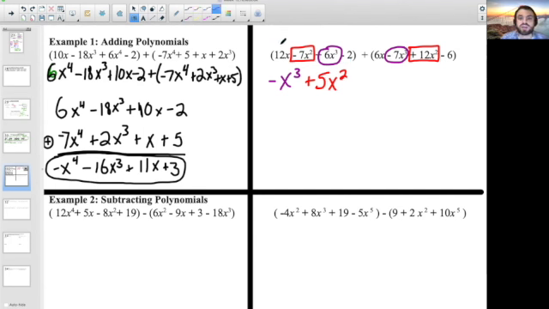All right, next thing we're going to do, I'm going to put these in diamonds. So 12x plus 6x. And then last but certainly not least, I just want to make sure we know it's a minus.